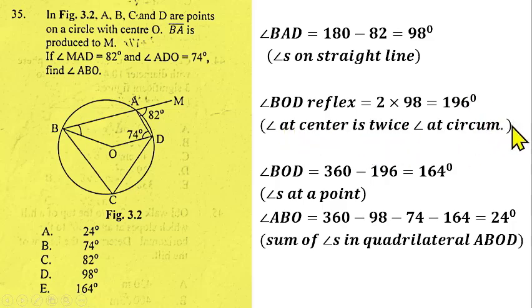Angle at the center is twice the angle at the circumference. So we can now find angle BOD, which is the one that is here. That will be 360 minus angle BOD reflex. So angle BOD will be 360 minus 196, that will give us 164. So we know the angle here, 164, and we know the one that is here, which is 98.